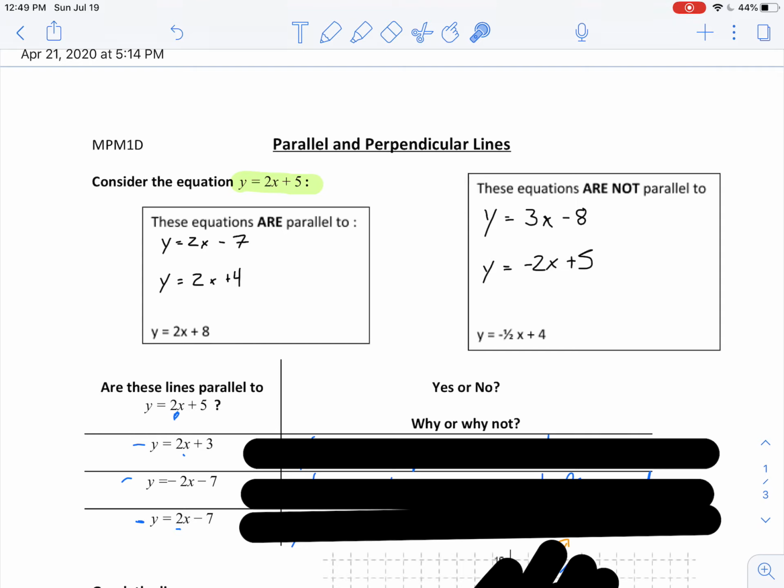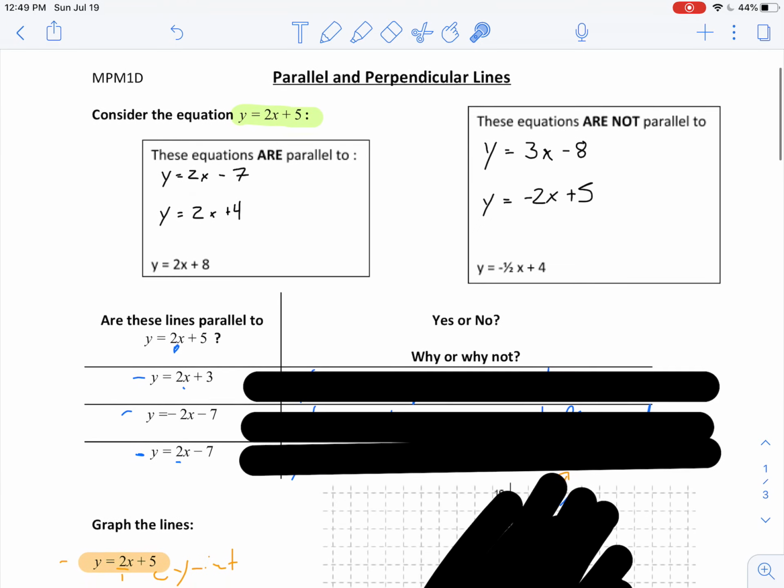Now we should be picking up on some similarities in terms of what all of these four equations share. Well, you'll notice that the slope for all four of these equations is the same. And you'll notice on this side that the slopes are not the same. So as we go through and determine which lines are parallel or not parallel, we'll be able to look at the slope and determine that.